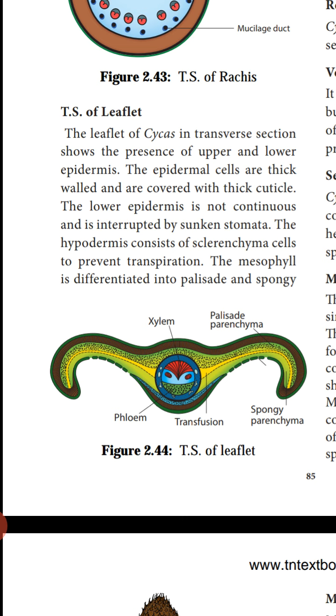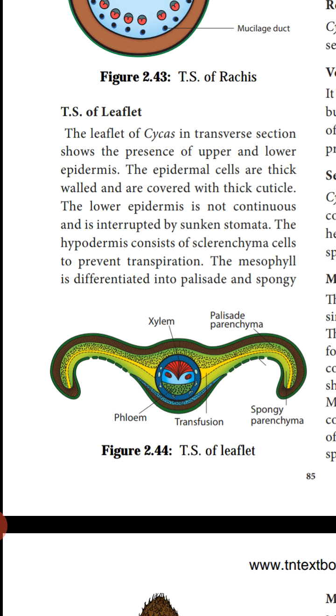Now below this palisade parenchyma, towards the lower epidermis, is present the spongy parenchyma. Now what is the spongy parenchyma? They are irregular cells, irregularly arranged with a lot of intercellular spaces. So that intercellular space will form the air chambers. In this spongy parenchyma, less chlorophyll is present. So the major function of this spongy parenchyma is what? They are meant for gaseous exchange.